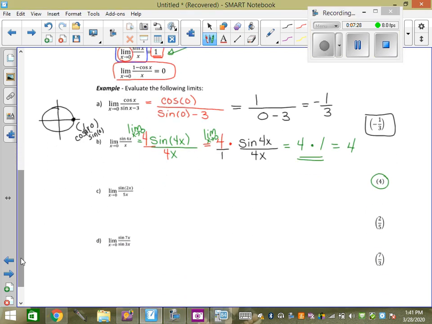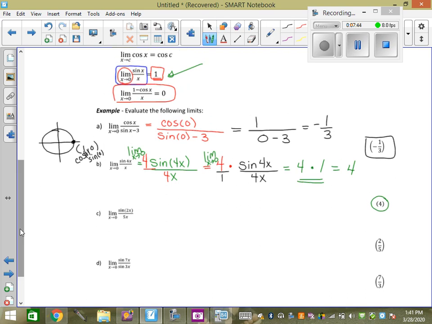Okay, what's my problem with C? I have sine 2x over 5x, and I need it to be sine 2x over 2x, right? Okay, so what can I do? I'm going to have to multiply this bottom by 2. So I'm going to rewrite my limit. Limit as x approaches 0, not infinity, I'm stuck in infinity, of sine 2x over 5x. I need it to be a 2x in the bottom, so I'm going to times this by 2, and I'm going to times this by 2.